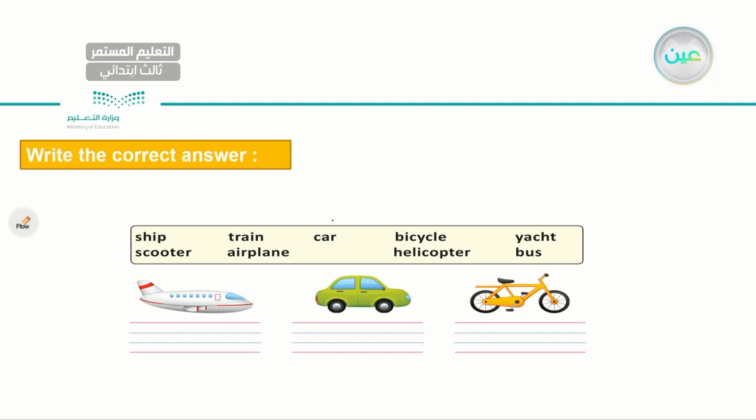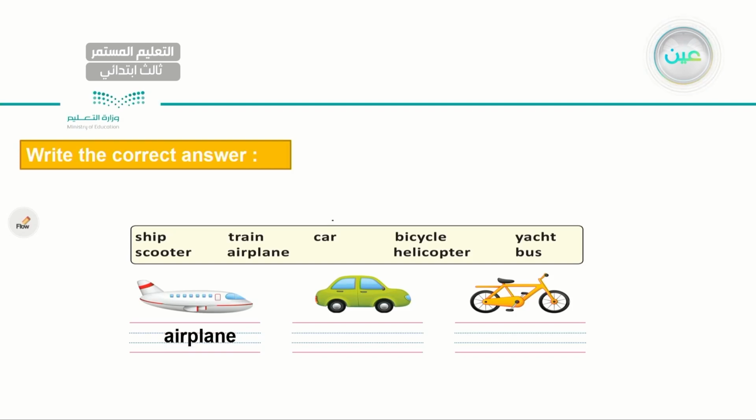Ship, train, car, bicycle, yacht, scooter, airplane, helicopter, and bus. And I have three pictures here. Help me out to decide the first picture. Is it a scooter? Is it a bus? The answer is no, it's not a scooter, it's not a bus. Actually, it is an airplane. Very good, it is an airplane. So here for the first picture, I have an airplane.